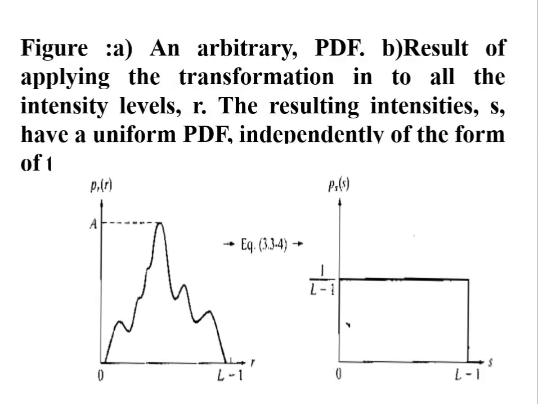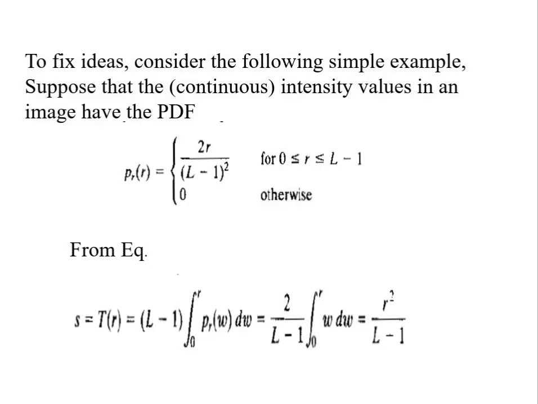This figure illustrates the concept of an arbitrary PDF and the result of applying the transformation to all the intensity levels. The resulting intensities S have a uniform PDF independently of the form of PR of R. To fix the ideas, consider the following simple example.